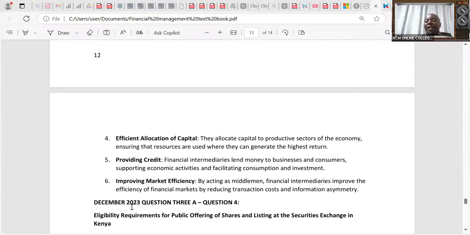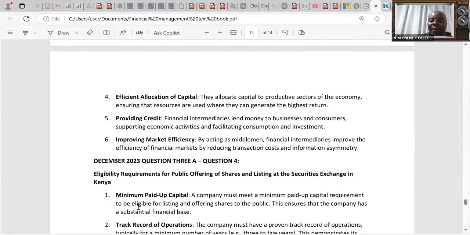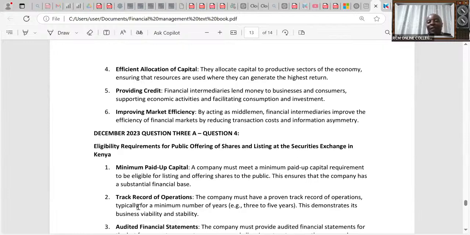Very good points here. The last question is this one that was set in December 2023, question number 3A. Let's get to this December 2023, question number 3A. Is there somebody who has been able to get that question?